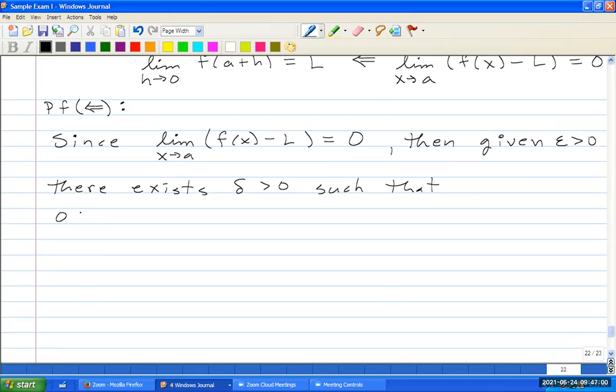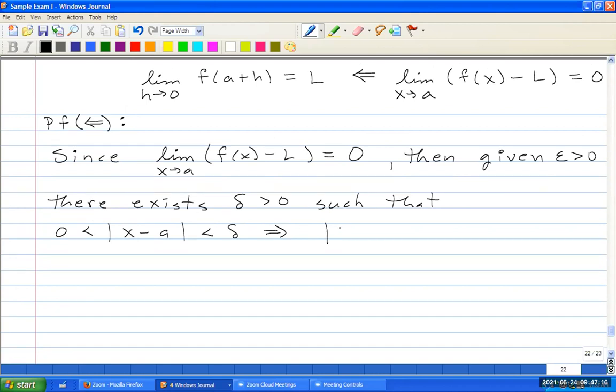if x minus a in absolute value is less than delta, then f of x minus L minus 0 is less than epsilon. Okay, good. And so, again, we're going to do this using the same trick we did before. I'm going to let h equal x minus a. And so let's do that.